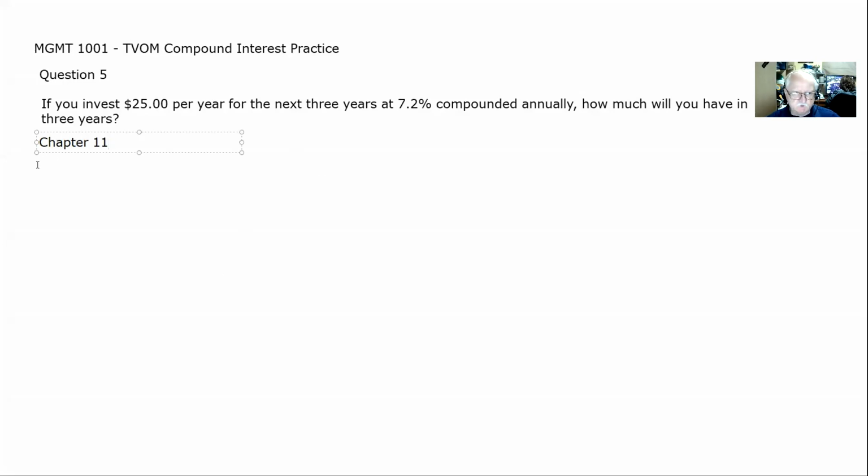And the specific formula that we'll be attempting to deal with this is formula 11.1. And let's take a look at what that formula looks like.